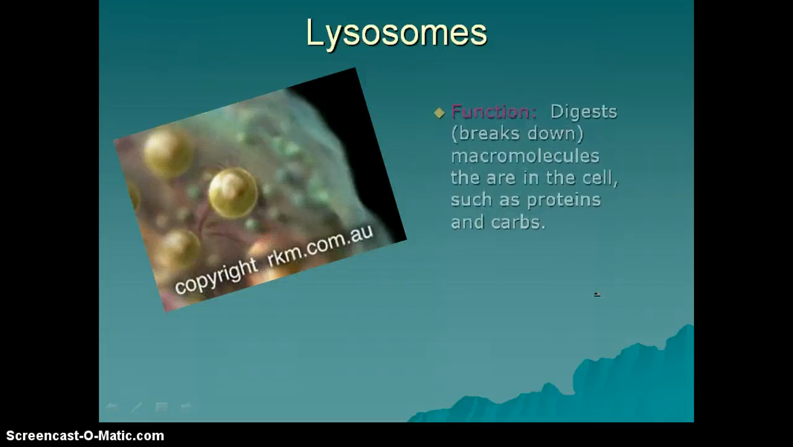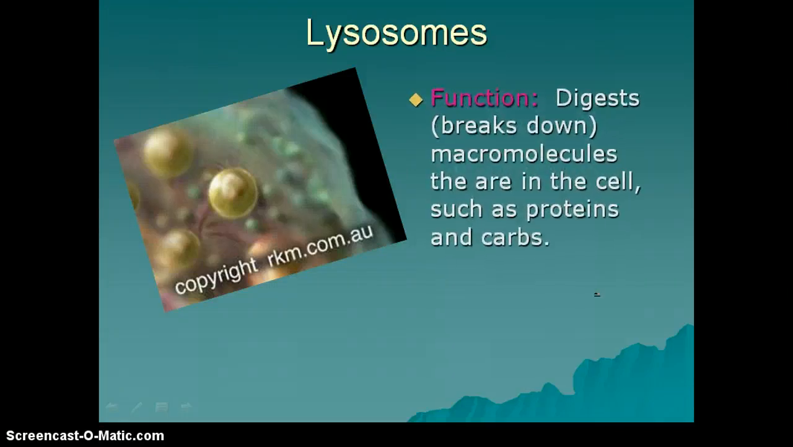Lysosomes, they digest macromolecules. If we need to bring that up again, macromolecules are carbs, proteins, and fats that we just talked about last chapter. So they help to break them down or digest them, and that's their main goal. They kind of hang out in the cytoplasm. They're not attached to anything. They're just these little circles. That's all it looks like on there in the cell, and they help to break down macromolecules.